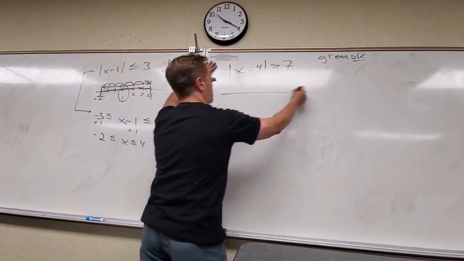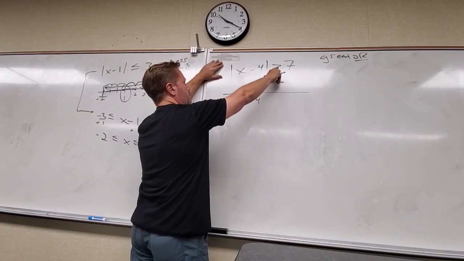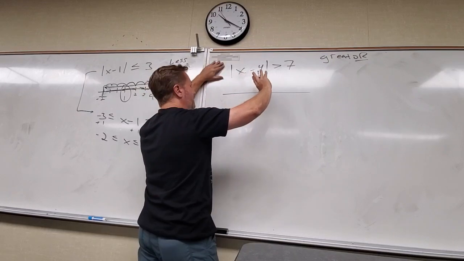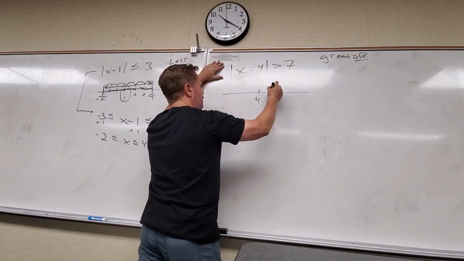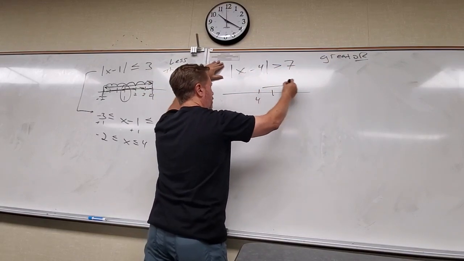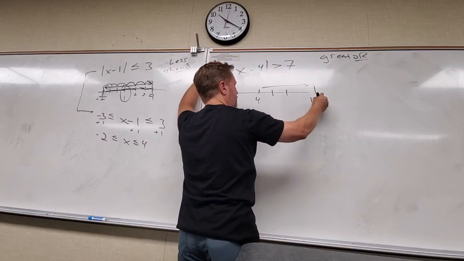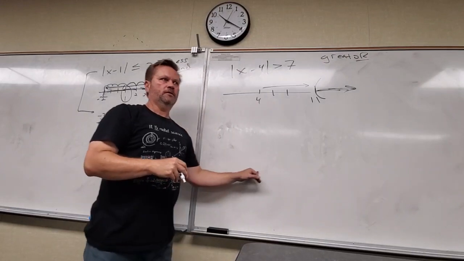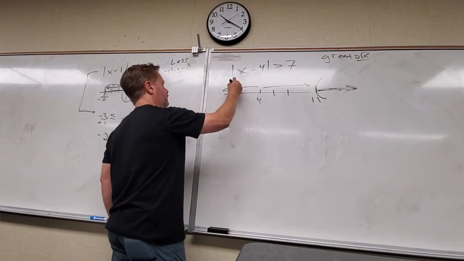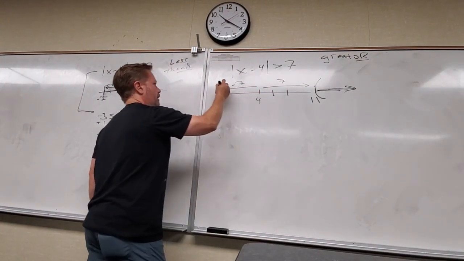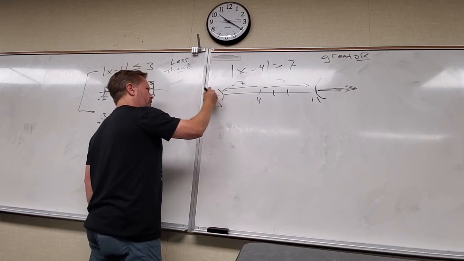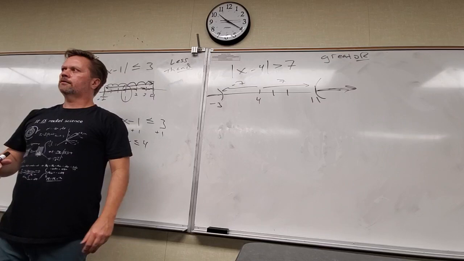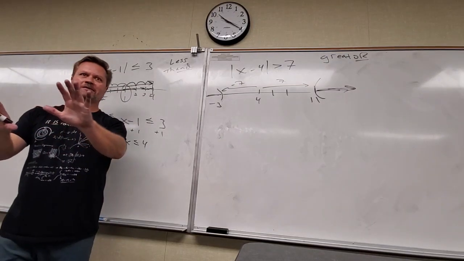So real quick, this says that I want the distance from 4 to the number to be more than 7. So how far up am I going to go? 7, right? And it's going to be more than that. And then how far down am I going to go? I'm going to also go 7 down. And then I want it to be more than that away. Yes? Okay, I like it. You guys are doing great.